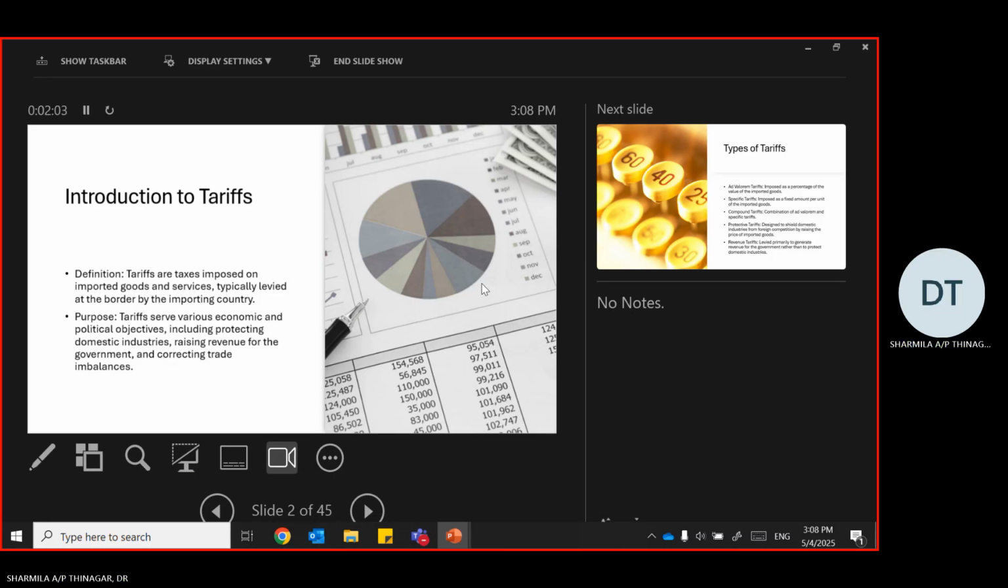Okay. So over here we have tariffs, right? So tariff is normally the taxes which are imposed on imported goods. Imported goods and services are typically levied at the border by importing countries, right? For example, like now the US is imposing tariffs. This is what we call a tariff: the taxes being imposed by one importing country on other countries.